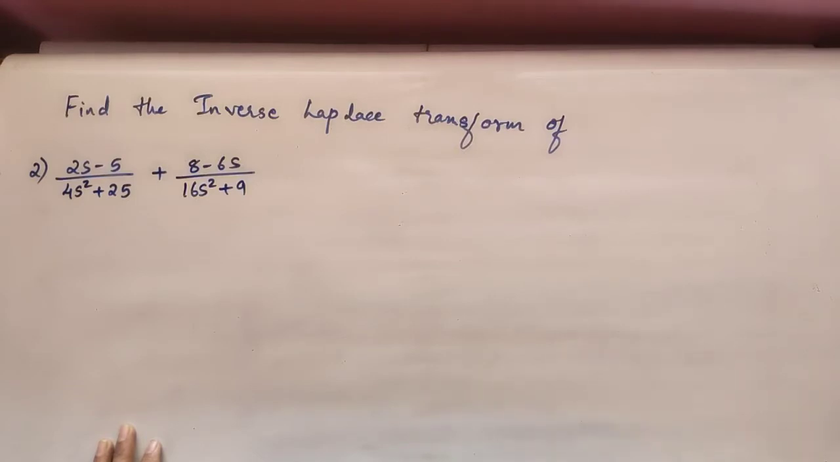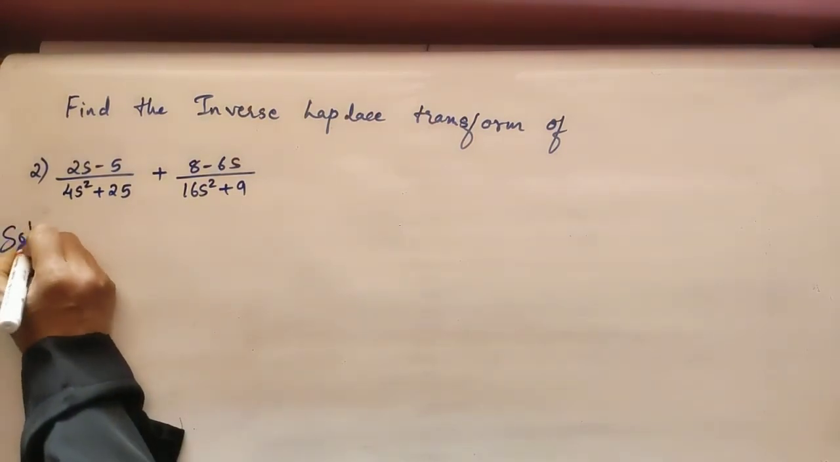Now here you have got one more problem. Find the inverse Laplace transform of the second one: 2s minus 5 divided by 4s square plus 25 plus 8 minus 6s divided by 16s square plus 9. Again same kind here. Same steps, everything is same.